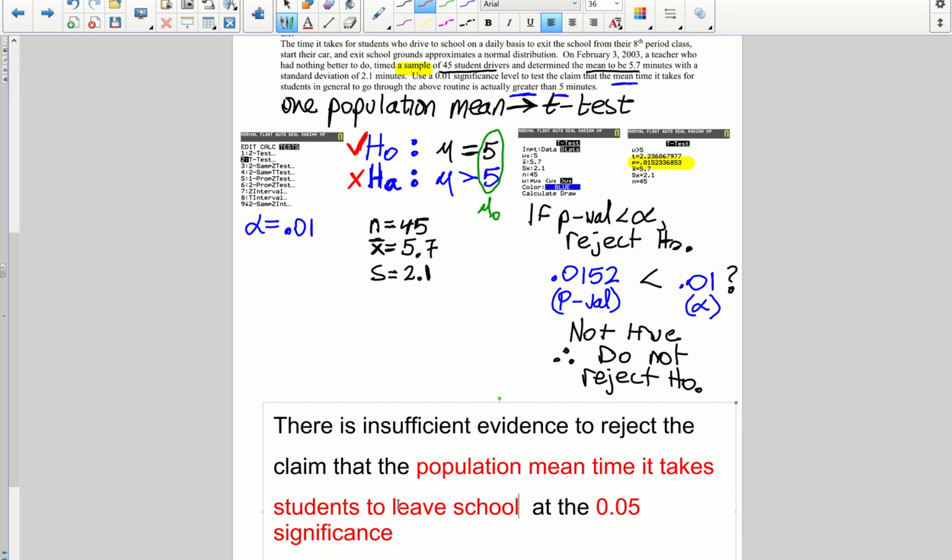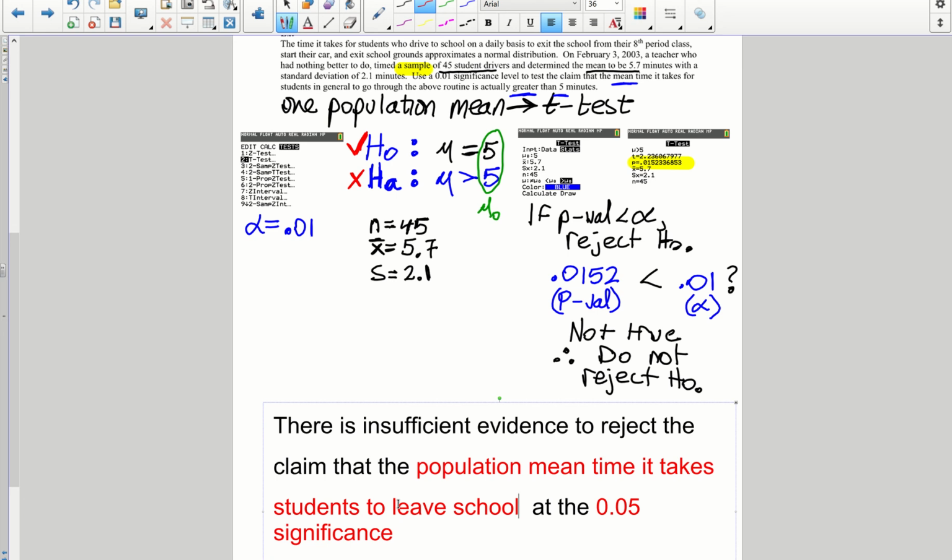So the places where you have freedom to adjust the template would be basically the colored stuff. So when you're describing what the null and alternative hypotheses are. But the part where there is insufficient evidence, there is sufficient evidence to reject the claim that blah, blah, blah, that has to be as is.